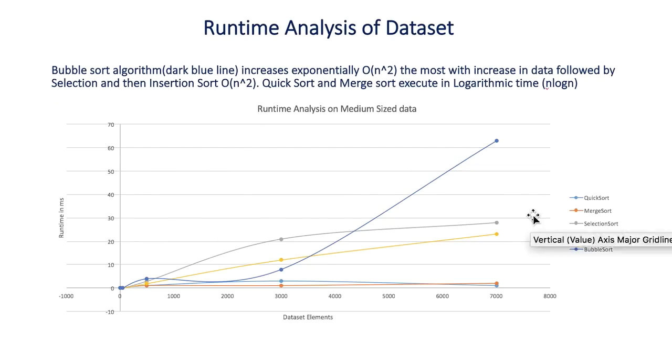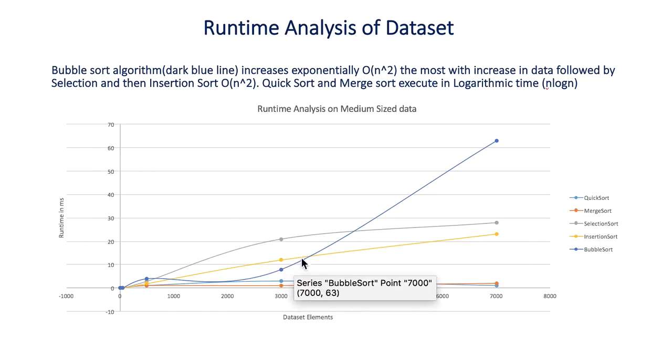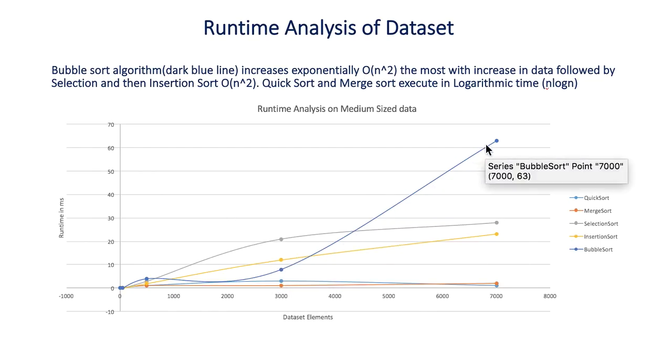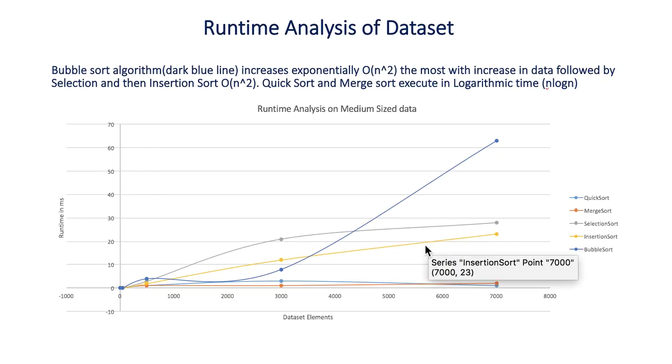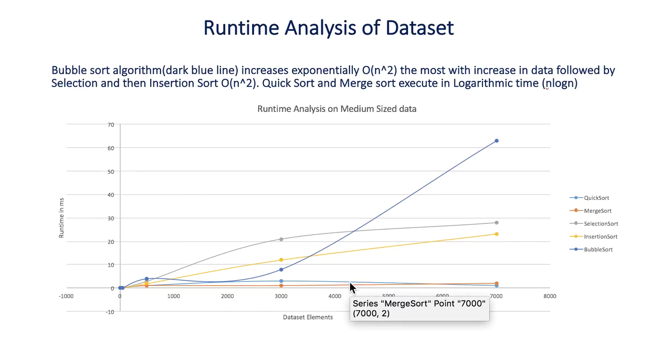This is a rough estimation of how the runtime analysis happens for various algorithms. As we see, bubble sort increases exponentially along this line. Then we have selection sort, which is the next slowest algorithm. Insertion sort is faster compared to these two, but nowhere close to quick sort and merge sort.